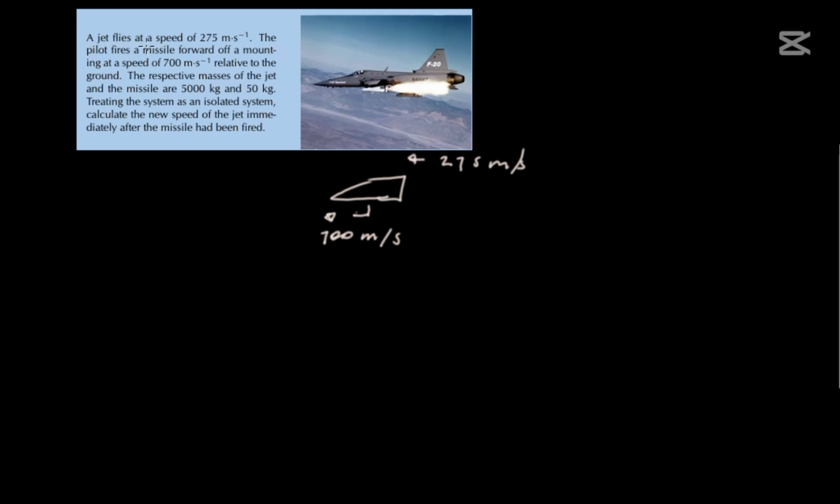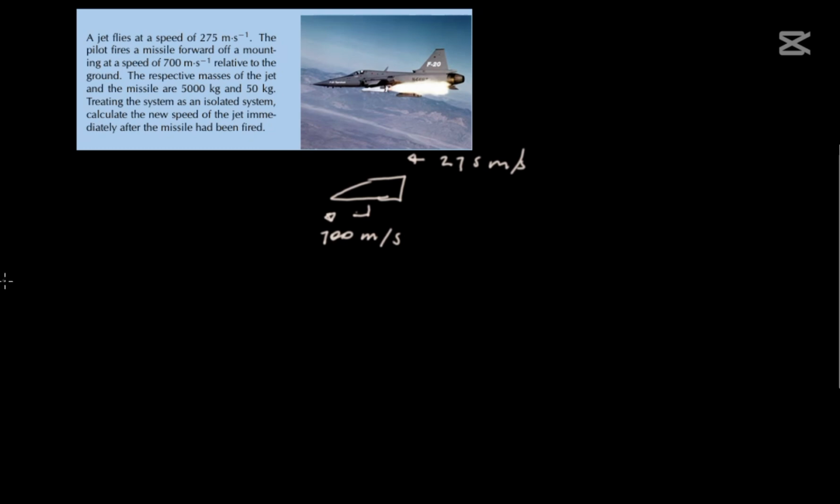A jet flies at a speed of 275 meters per second. The pilot fires the missile forward at a mountain at a speed of 700 meters per second relative to the ground. The respective masses of the jet and the missile are 5,000 kilograms and 50 kilograms. Treating the system as an isolated system, calculate the new speed of the jet immediately after the missile has been fired.